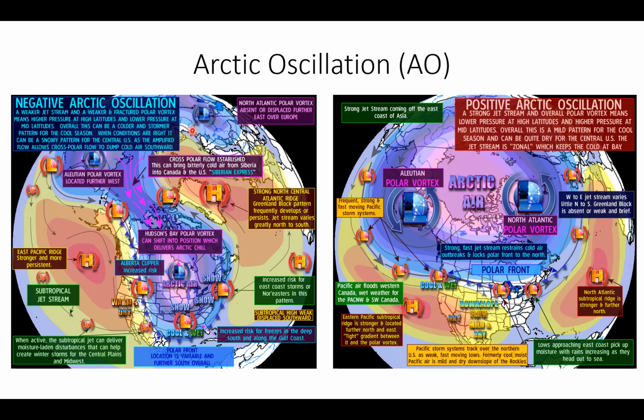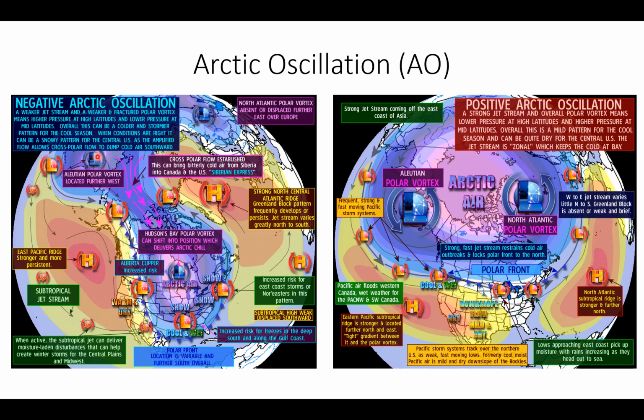On the left here, showing you the impacts of the AO being negative. And so you see you have a much deeper trough, which allows much colder air to descend into the United States, the Midwest to the East Coast, when a negative AO. You're generally warmer and drier on the U.S. West Coast. You have a very strong ridge in the Gulf of Alaska. So you got that East Pac ridge. It's stronger. It's more persistent. You got a subtropical jet with storm systems taking a more southern or equatorward track. The Aleutian low, the polar vortex, is further west.